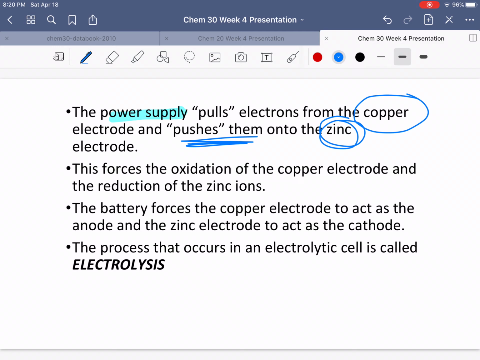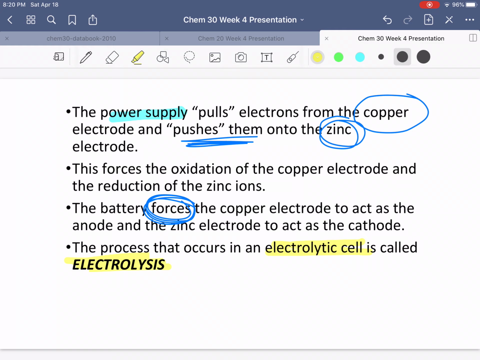Now, if it forces the electrodes to essentially change what they are, then we're able to reverse the direction of the electrons. And we have, ding, ding, ding, a new process, which is called electrolysis, and has made this into an electrolytic cell. So, let's keep on going here and talk about a comparison of these two.